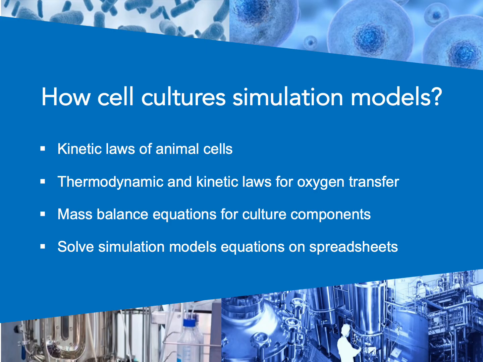In this tutorial, you will learn how to construct a dynamic simulation model for animal cell cultures. To do this, we will combine kinetic models describing cell growth, substrate consumption, metabolite production, and recombinant protein synthesis, the thermodynamic and kinetic principles governing oxygen transfer, and the mass balance equations that describe the evolution of the culture medium. Finally, we will implement the model in a spreadsheet and solve the governing equations to simulate the cell culture process.